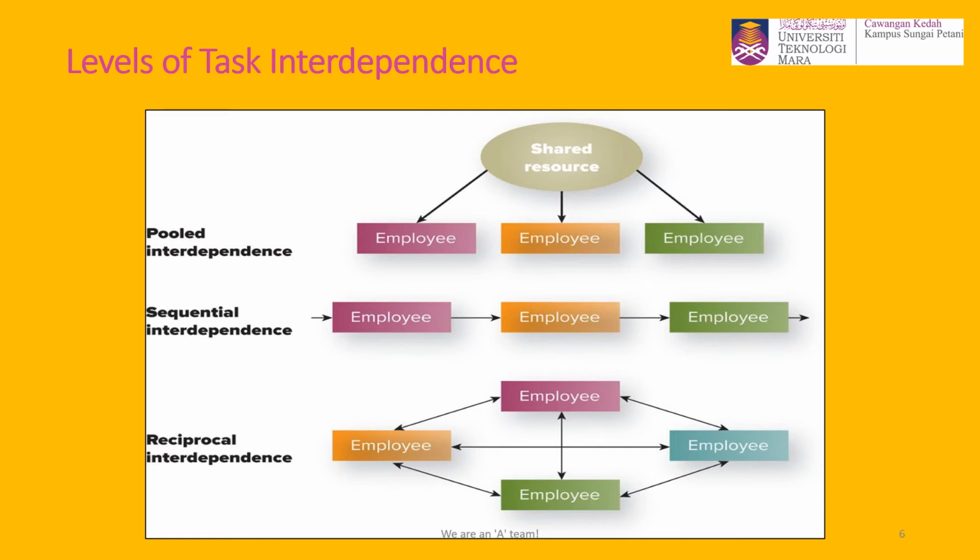The third level of interdependence is the reciprocal interdependence. Under reciprocal interdependence, the output exchange back and forth among individuals. For example, in the process of designing a new product, as their design decisions do affect others involved in the design process. Just a note, the higher the interdependence needed to complete the task, the greater the need to have employees or people to work in teams.